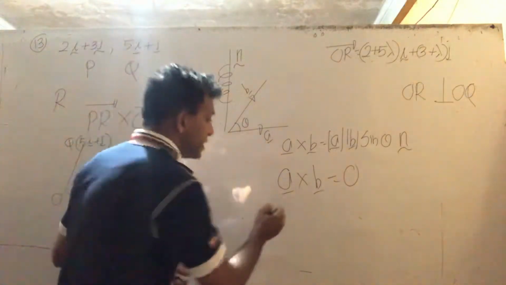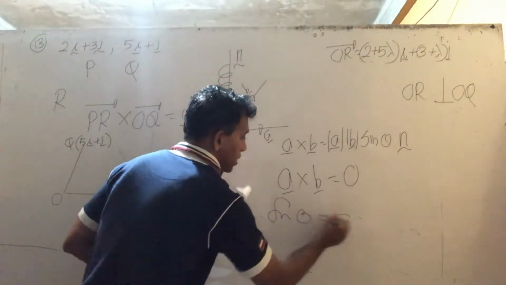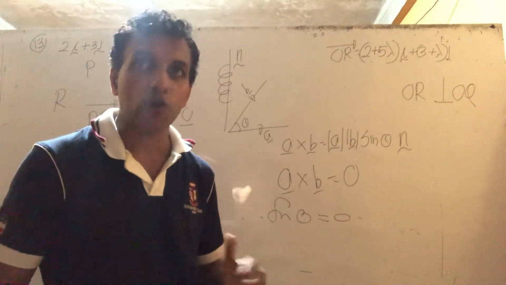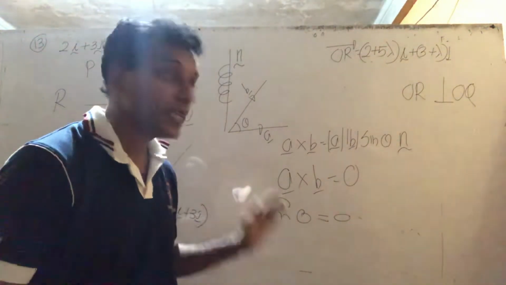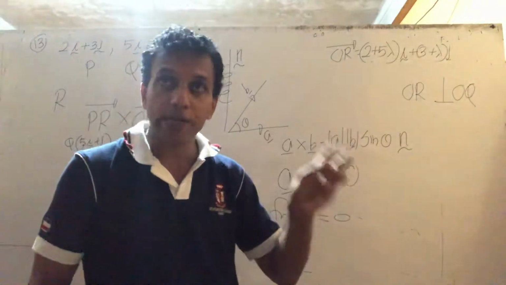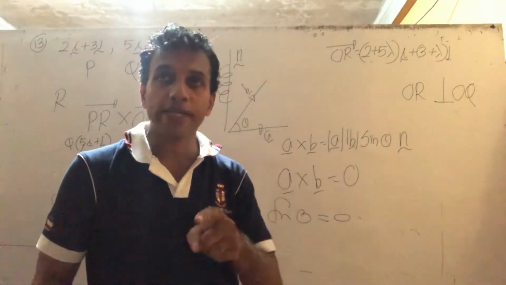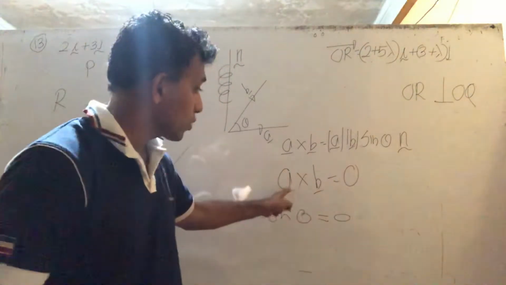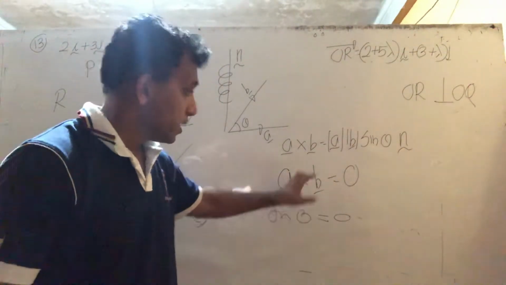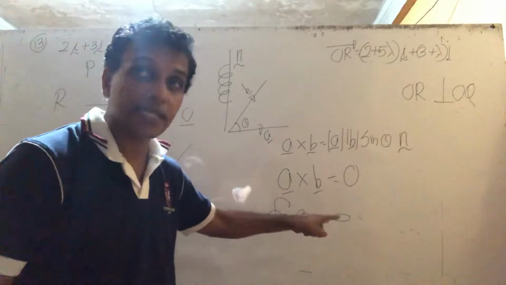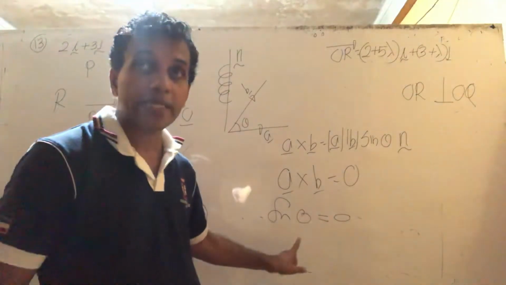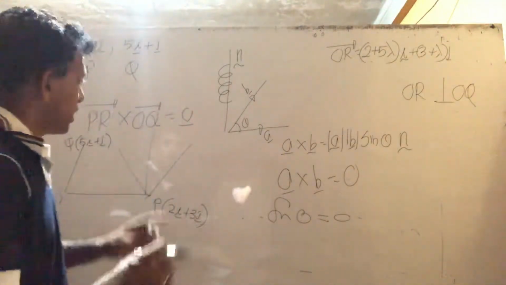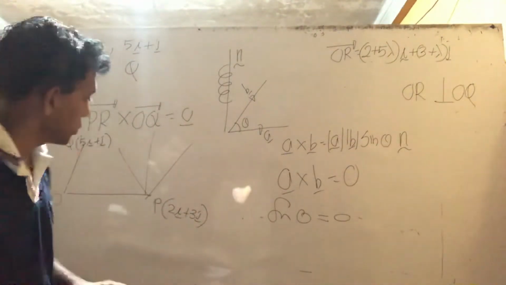So what is sin theta 0? That means theta is 0, or theta is pi. Therefore, in this case, the dot product A dot B 0 means two vectors are at right angle to each other. Remember these notes. And A cross B equal to 0 means sin theta 0. Therefore, here lines are parallel. A and B are parallel, right? That's the only fact we have to use in this question.